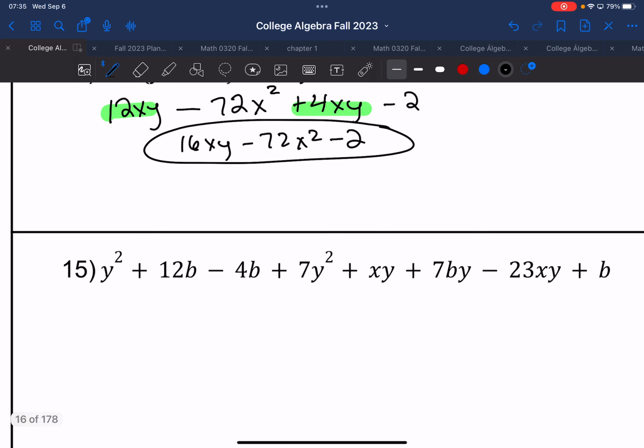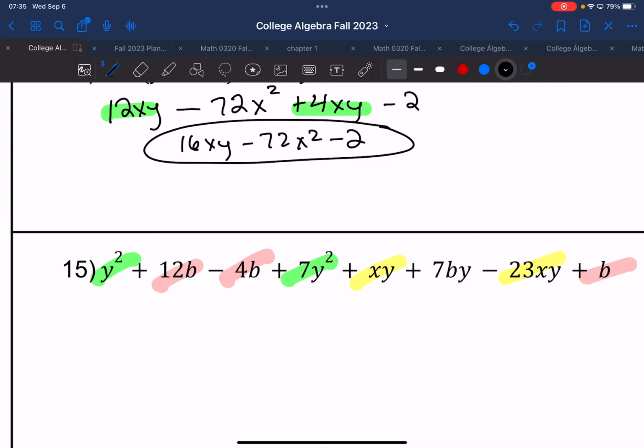Okay, what about on 15? Do I need to distribute anything? No, I don't need to distribute anything, so what am I going to start doing? Combining like terms. What's one like term on here I can combine? Your y squared. Y squared. B's. 8 y squared. B's, good. What else? XY. XY.